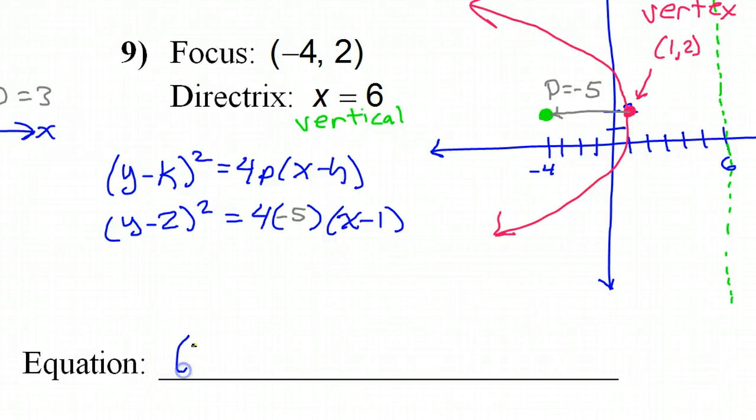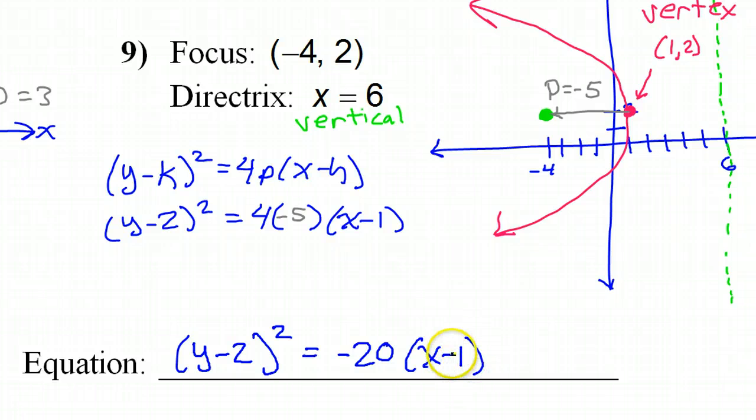So my equation is going to be y minus 2 squared is equal to negative 20 times x minus 1. So keep an eye on this negative sign. You know if it goes to the left, it should be negative. So even if you forgot to make p negative, and let's say you thought 5, and you got a positive 20, now you know a positive number is not going to make it go to the left. So just stick that negative on there so it goes the way that you know it should go. Alright, that was number 9.